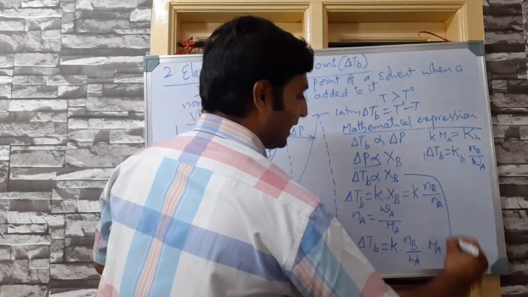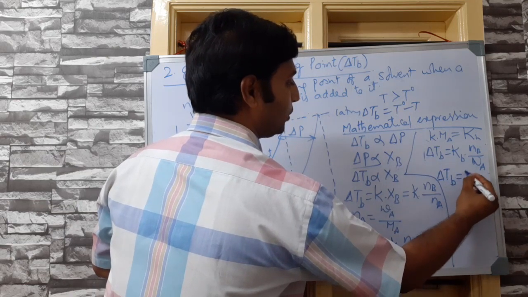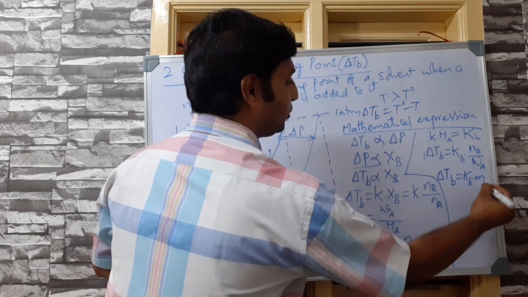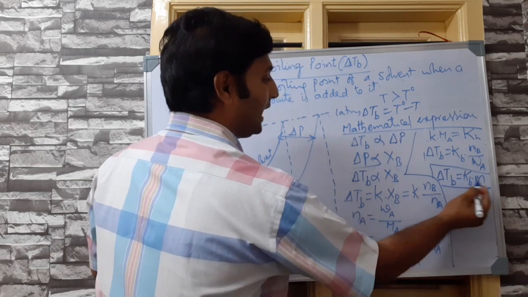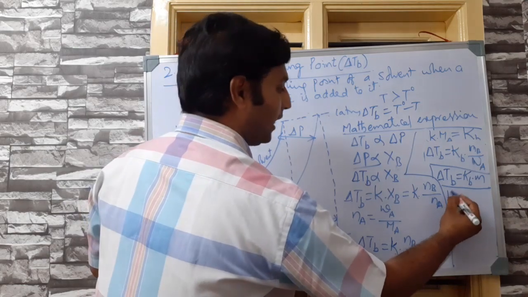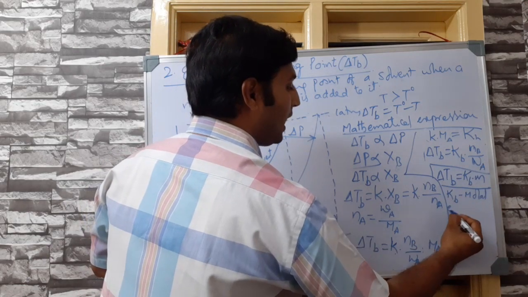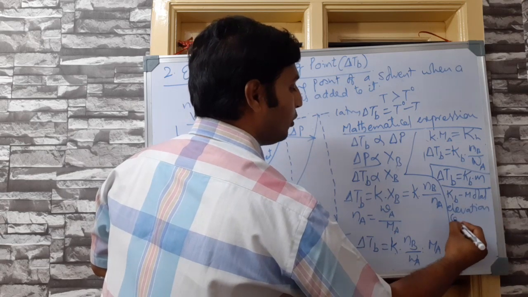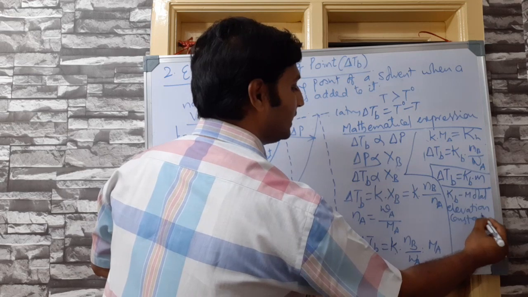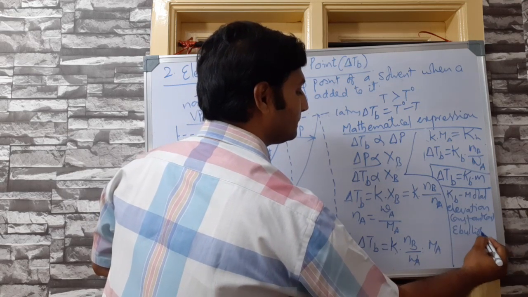Therefore, I can write delta Tb is equal to Kb into m. That is, delta Tb is equal to Kb into molality. And by the way, Kb is called molar elevation constant or ebullioscopic constant.